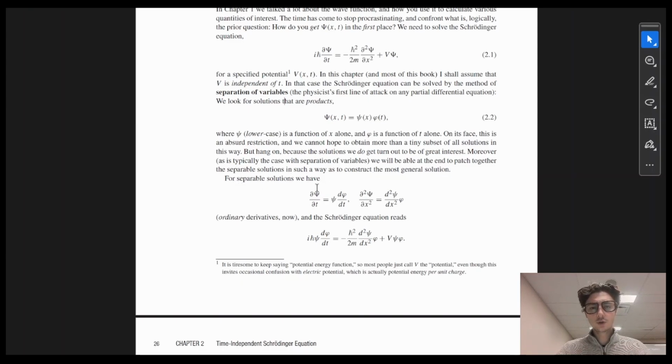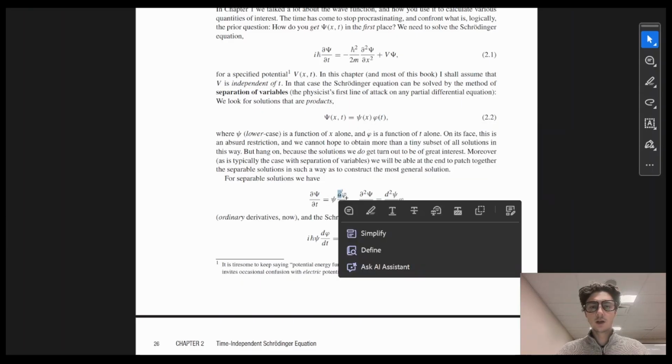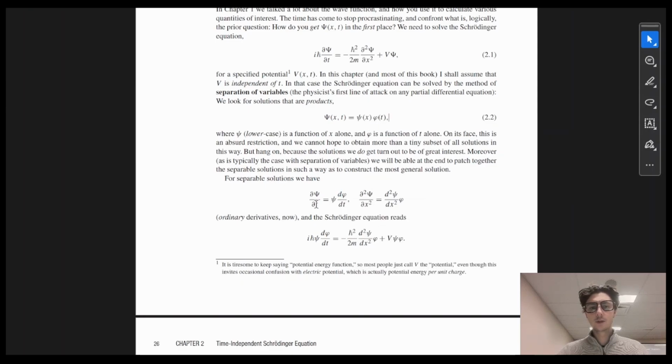For separable solutions we have, boom, the partial derivative of the full wave function psi with respect to t is now equal to this. So we just take a derivative of this full thing and we plug in our separation of variables. Since psi of x does not depend on time, it gets pulled out of the derivative, and the derivative applied to phi now becomes a full derivative because phi only depends on time. So the partial derivative turns into a full derivative.